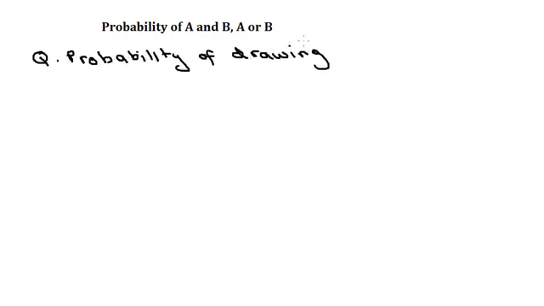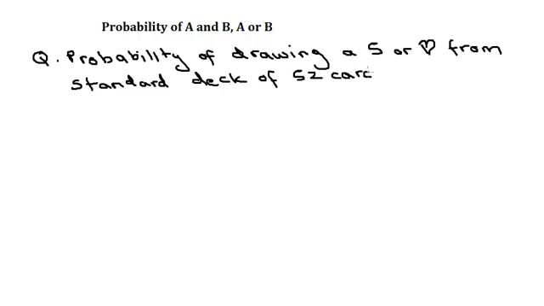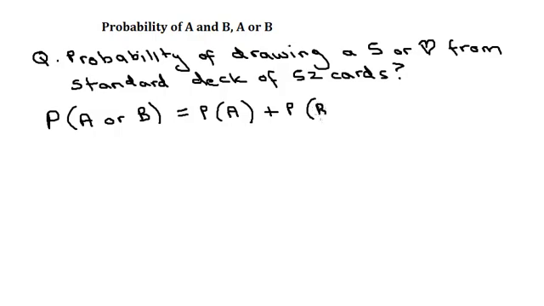In this video, I'll be showing you how to find the probability of two events, A and B. The first question is the probability of drawing a 5 or heart from a standard deck of 52 cards. So our formula for A or B is going to be equal to the probability of event A happening plus the probability of event B happening minus the probability of both events happening together.